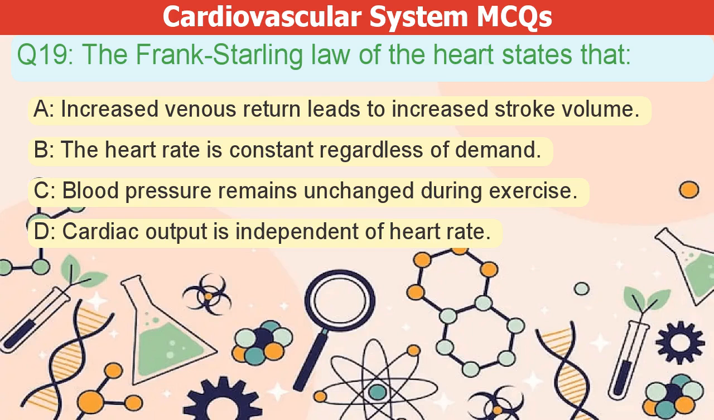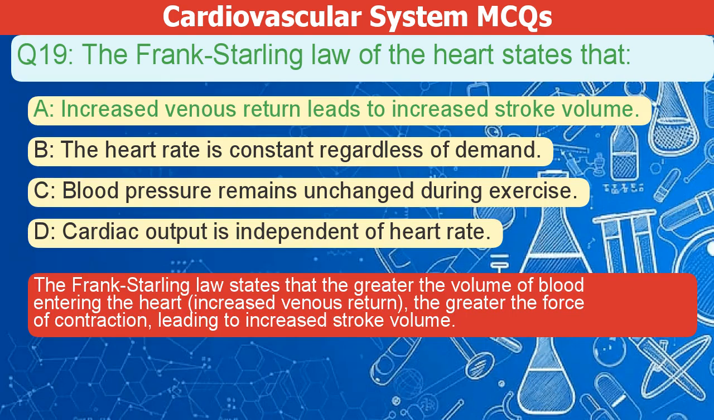The Frank-Starling law of the heart states that: A. Increased venous return leads to increased stroke volume. B. The heart rate is constant regardless of demand. C. Blood pressure remains unchanged during exercise. D. Cardiac output is independent of heart rate. The correct answer is A. The Frank-Starling law states that the greater the volume of blood entering the heart, increased venous return, the greater the force of contraction, leading to increased stroke volume.